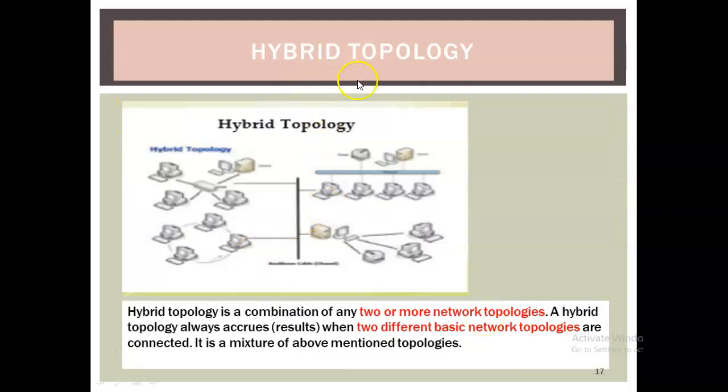Hybrid topology. The hybrid topology is a combination of two or more network topologies. Could be a combination of the bus and the ring topology or the mesh topology. When two or more topologies are connected, we regard this topology as hybrid topology.